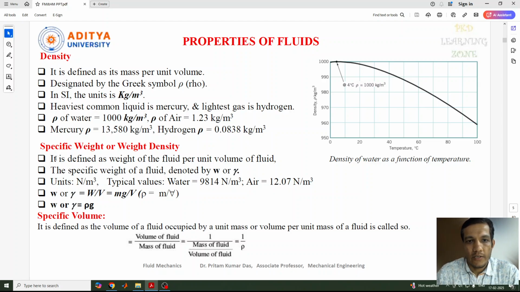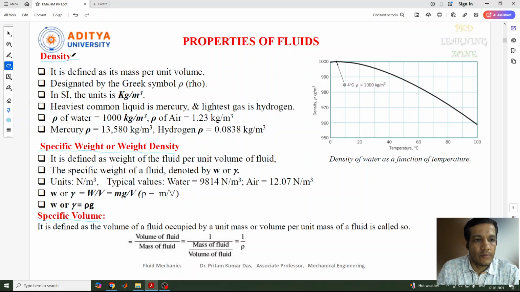In the previous lecture, we discussed the introduction of fluid mechanics, and in this lecture, we'll continue our discussion regarding the properties of fluids. The properties of fluids are categorized into different types. The first one is density, the second is specific weight or weight density, the third is specific volume, and another one is specific gravity.